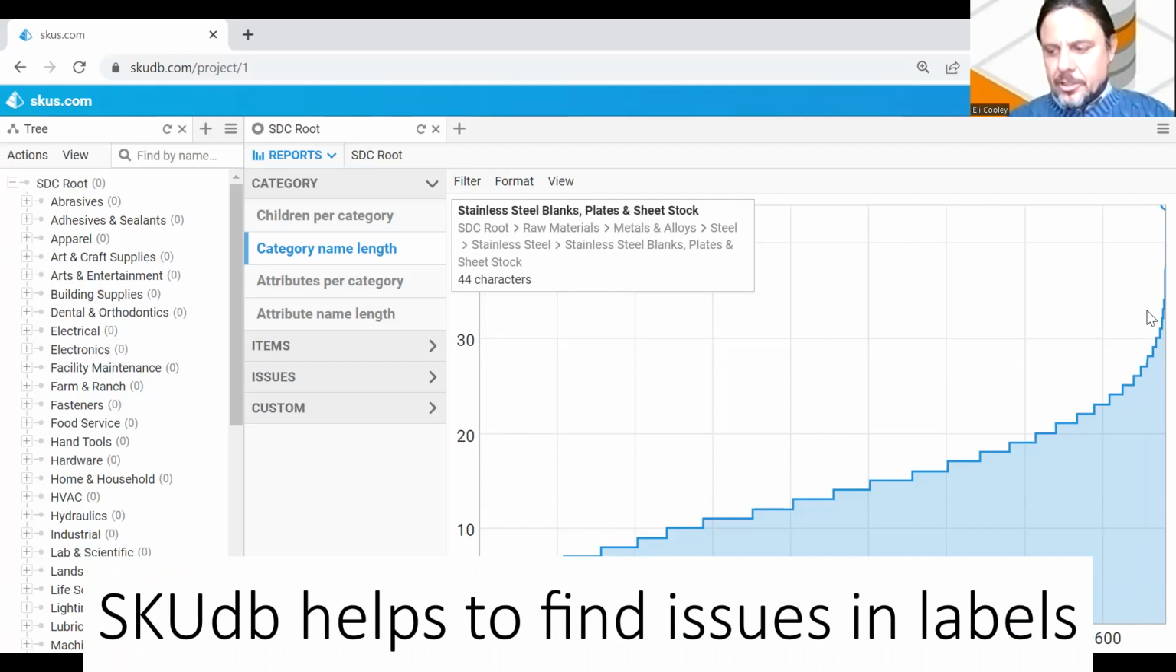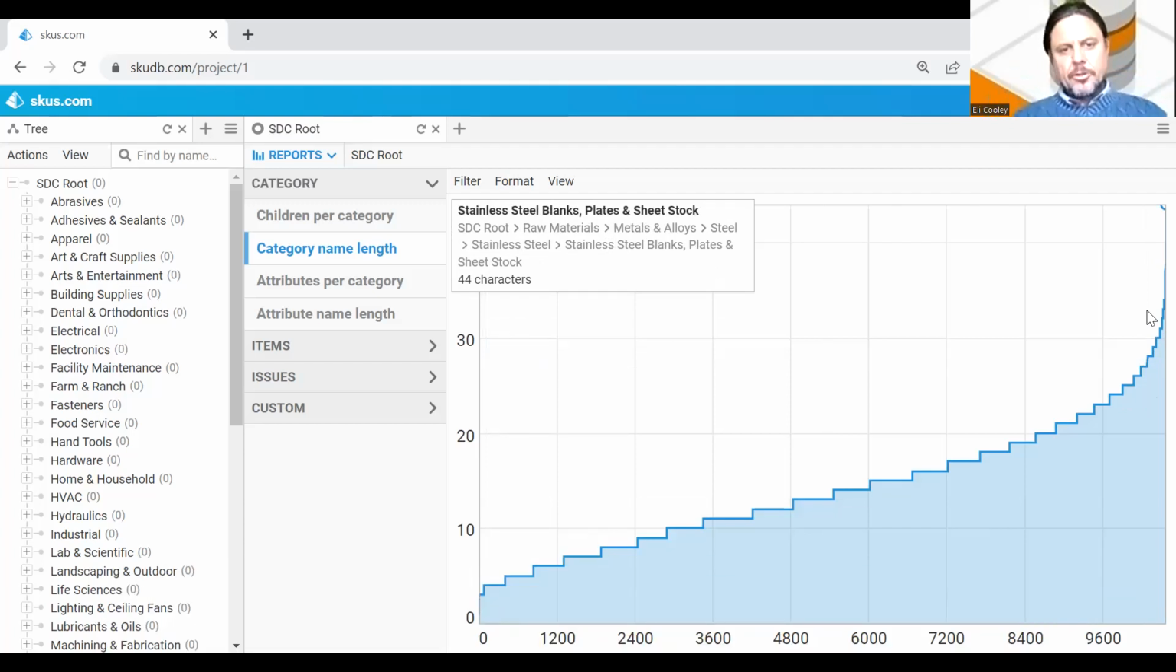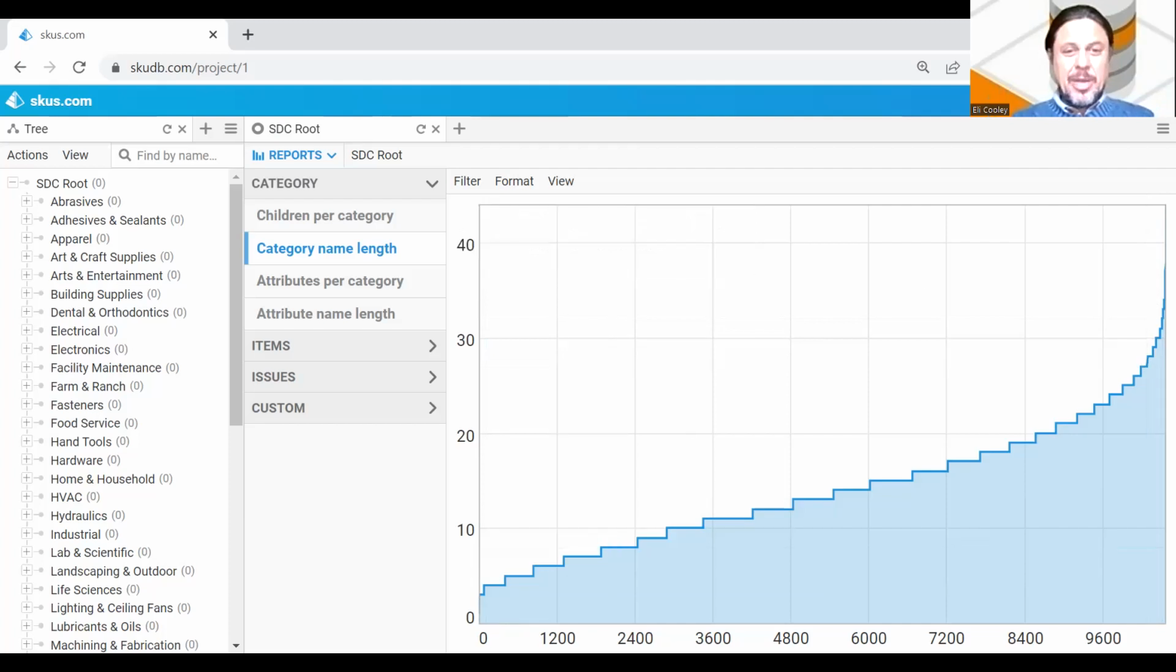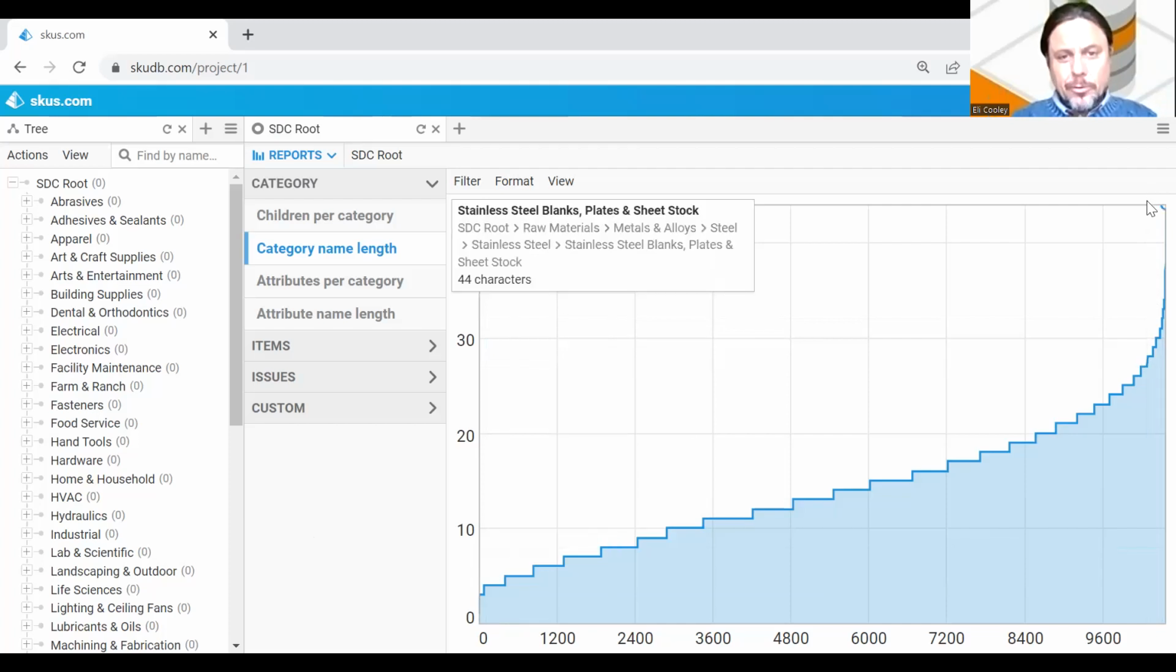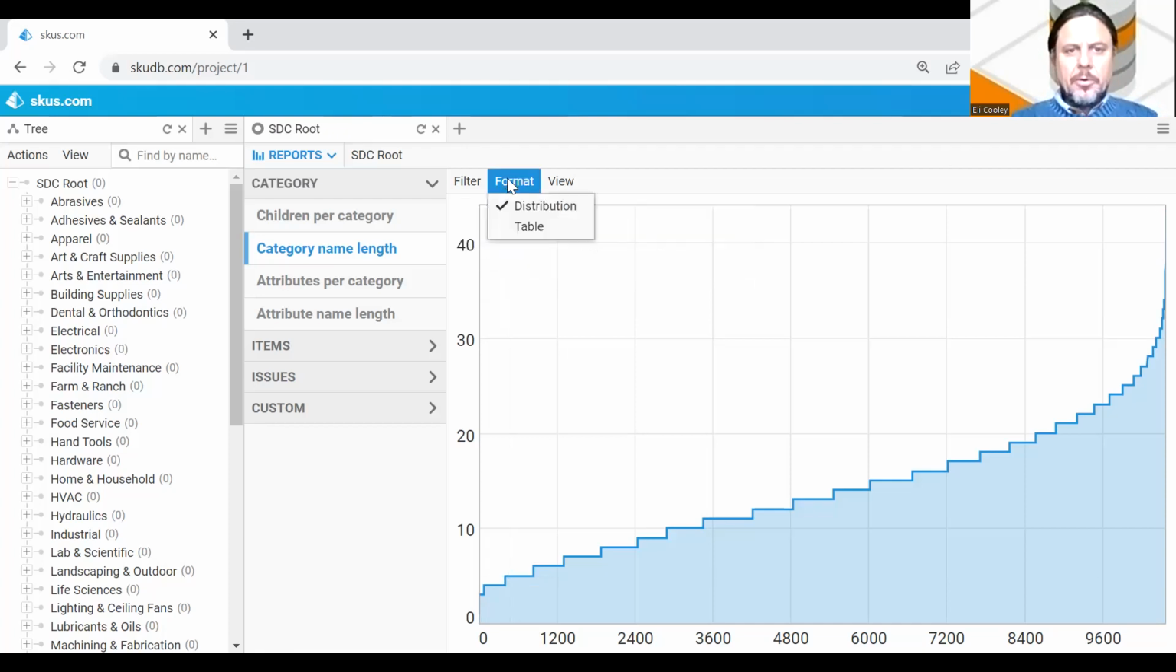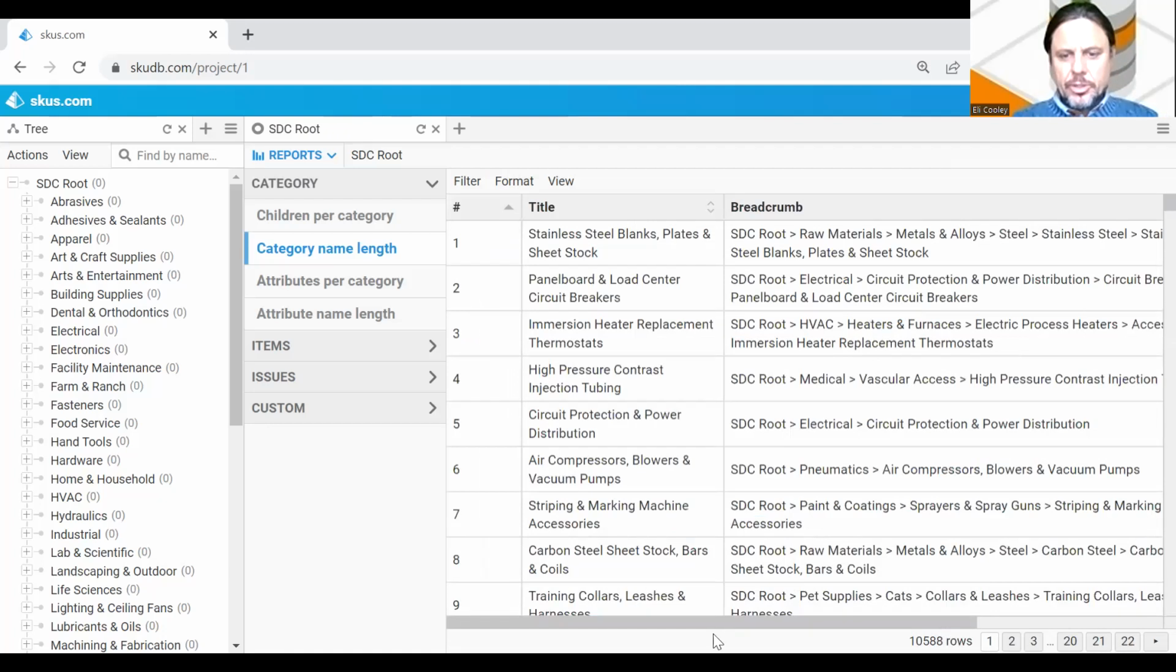Issues with long labels often overlap with structural issues in the hierarchy, or unresolved style guidelines, or unresolved preferred terminology or abbreviations. And this probably is a good example of that. This isn't so bad. It's only 44 characters: stainless steel blanks, plates, and sheet stock. Not a good label, definitely, but for that to be the worst label in the entire hierarchy, I think that's not too bad.